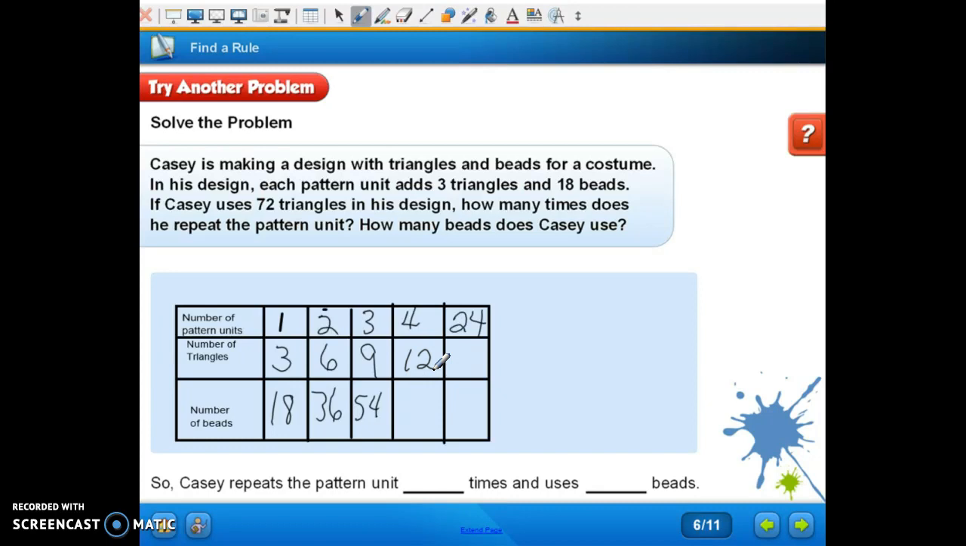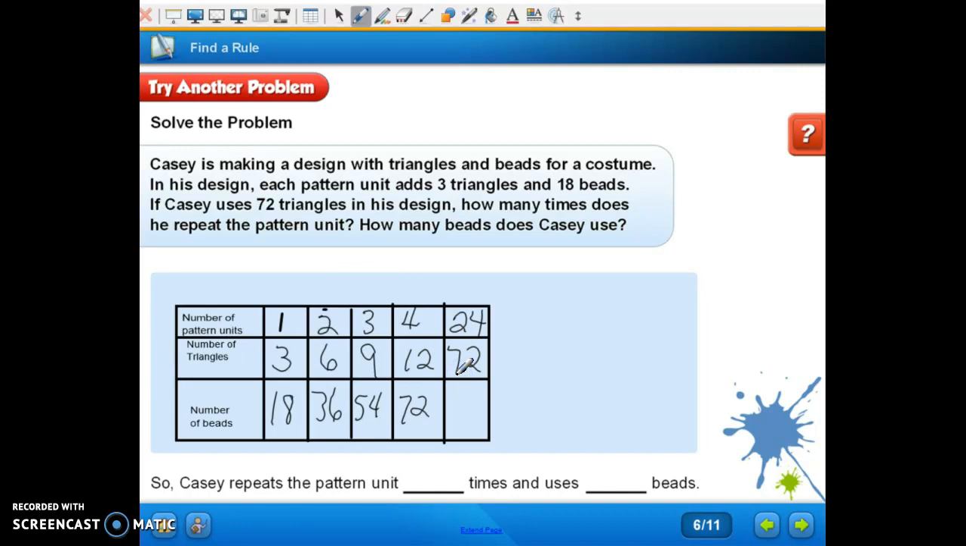4 patterns would be 12 triangles and 72 beads, and then 24. 3 times 24. We skipped from 4 to 24. So 24 times 3, 3 times 4 is 12, regroup 1, 2 times 3 is 6, plus 1, 72 triangles.